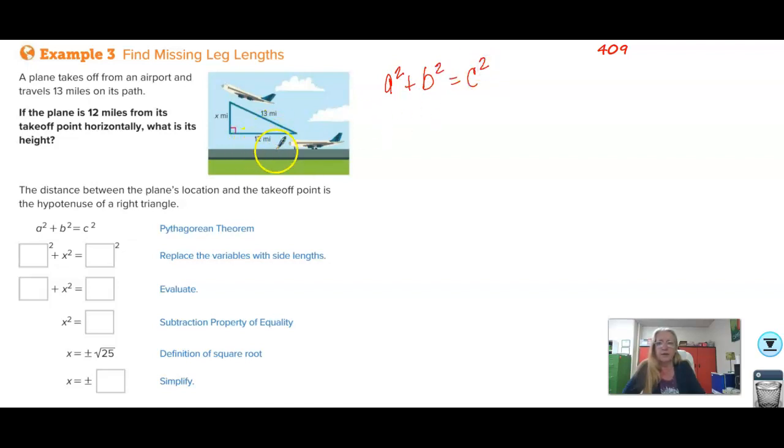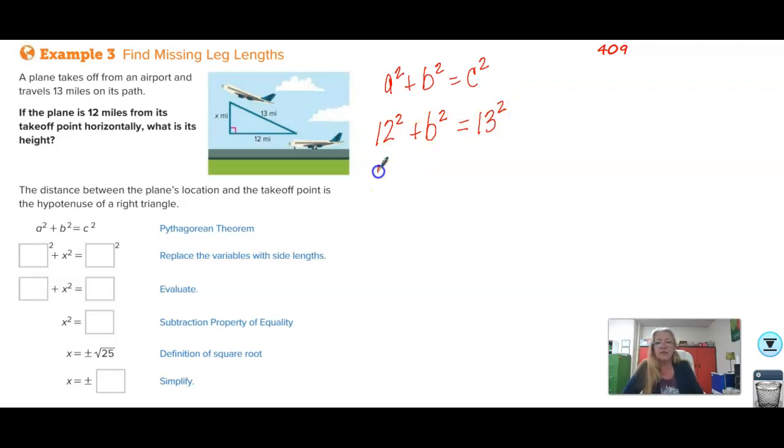We're like a pirate here. We only have one leg. We're missing this leg. So we can put this 12 in for either A or B, but the other one's got to stay a variable. If we put it in for A, we'll put 12 squared, and then B squared just stays like it is because that's the one we don't know. And then C is 13 squared.